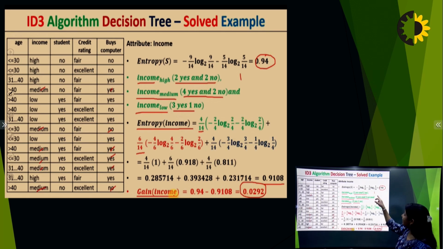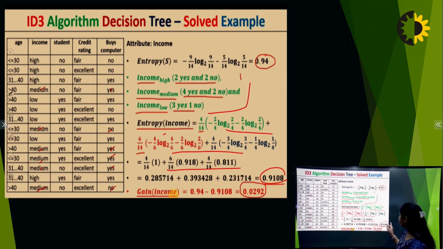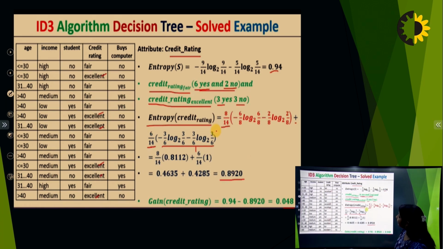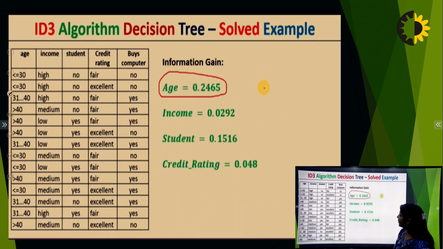So for income, we will also calculate this way, and this is the entropy of the income feature, and we will get here 0.91. So subtract it from the entire entropy, 0.0292. Next is student. In a similar way we will get the gain of student, and for credit rating. So finally we get the information gain of age, income, student, and credit rating. So which one will be the highest? Age will be the highest.